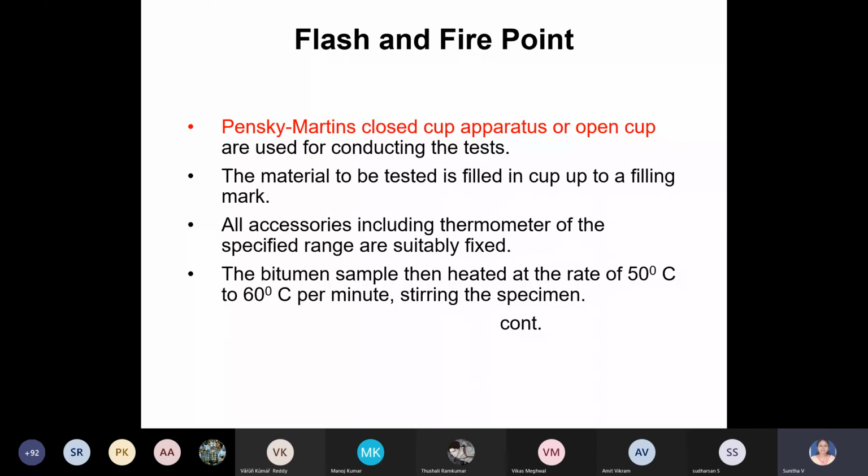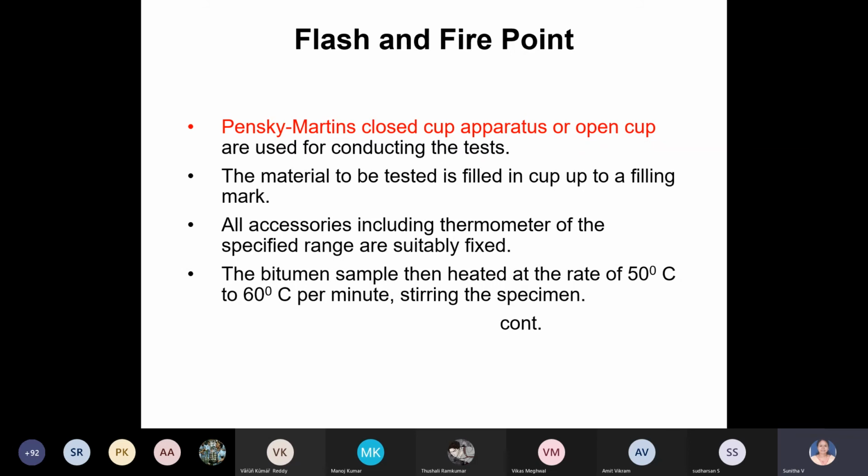So flash point will come first. If you're heating, at some point you can see a flash alone. It won't burn for long, it will just switch off. One flash, it will switch off. That temperature is the flash point. Beyond that, if you're heating, it will start catching fire and burn for some time. That's the fire point. Whatever material you're testing has to be taken in a cup. Then intermittently you give a flame, to check when the flash is occurring or when the fire point is reached, when it's burning for long.